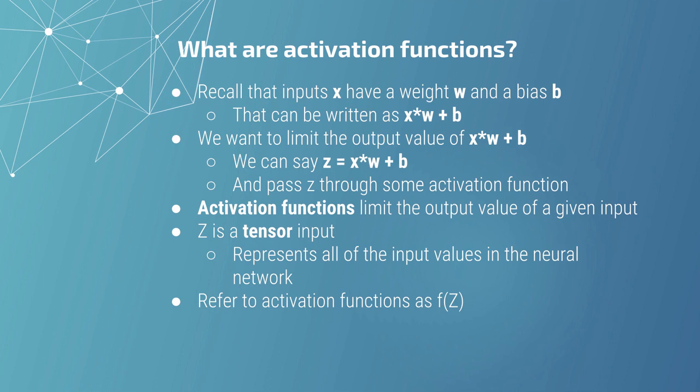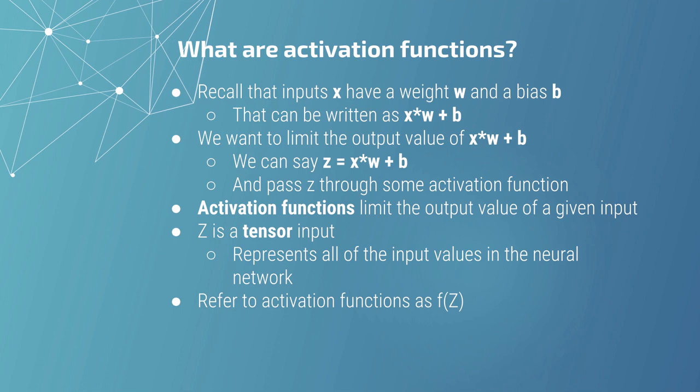Let's assign this equation a variable. Instead of Y, let's name it Z. So Z equals X times W plus B. And let's pass Z through an activation function. Activation function is literally what it sounds. It's a function that takes in some equation or input and puts out something. And activation functions limit the output value of any given input.